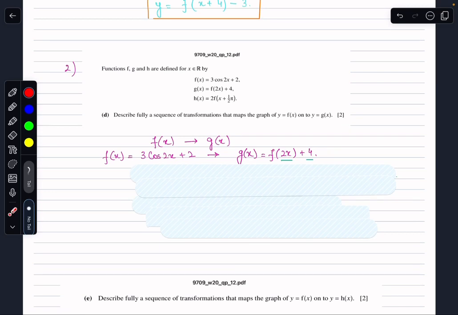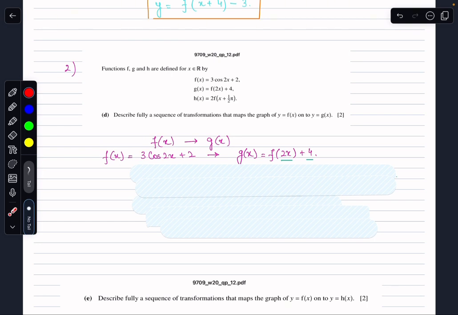The second question is from Winter Year 20, Variant 2, Paper 1, and the question says, functions f, g and h are defined for x belonging to real numbers by f of x is 3 cos of 2x plus 2, g of x equals f of 2x plus 4, and h of x equals twice f of x plus pi by 2.